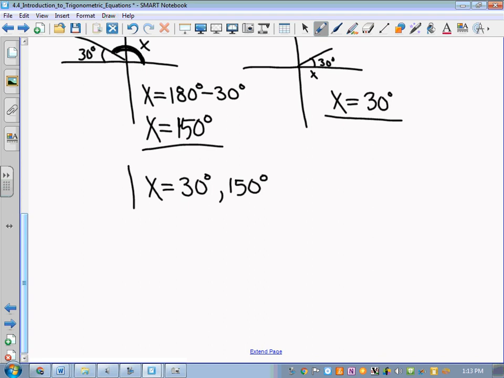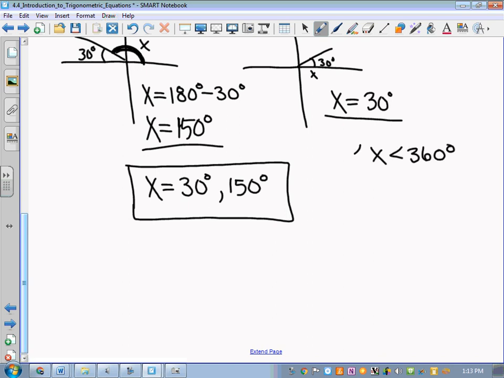I didn't really talk about the restrictions here, so I'm just going to write them again, that x had to be less than 360 degrees, greater than or equal to 0 degrees. We'll show that in interval notation with the square bracket on 0 degrees and the round bracket on 360 degrees. If I do add 360 or subtract 360 for that matter to either of these numbers, I will be well outside of that restriction. Therefore, those are the only two answers. Okay, that's example 1. Make sure you take a look at the upcoming videos as well.